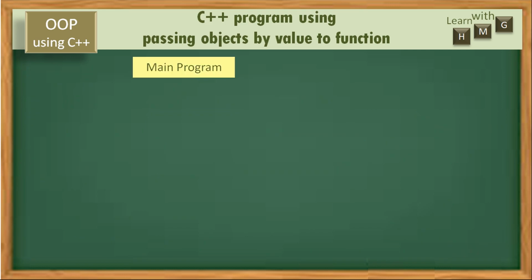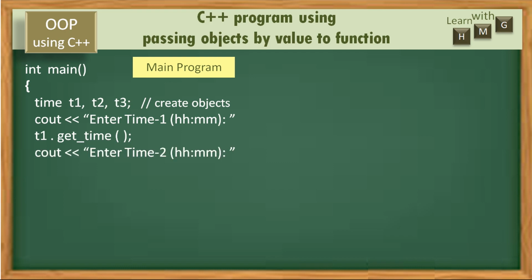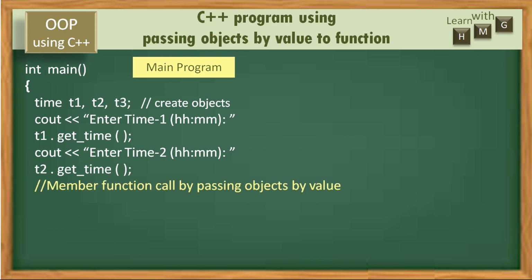Let us write the main program. Three objects will be required, T1, T2, T3 of the class Time. Let us accept first time in HH:MM format by calling the getTime function by first object, that is T1 dot getTime. Repeat this for second object T2. So here the user will enter the second time in HH:MM format, that will be stored in T2 object. Now this T1 and T2 we will pass by value to the function addTime.